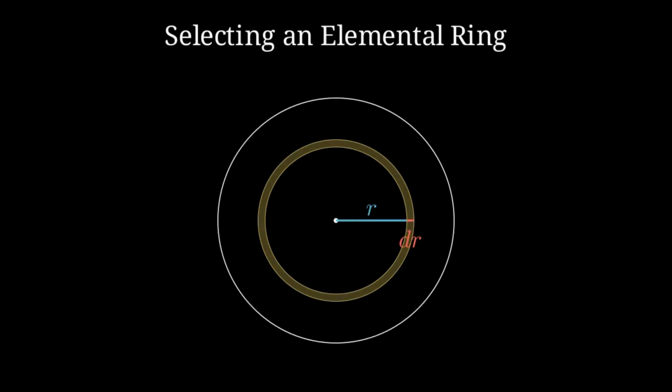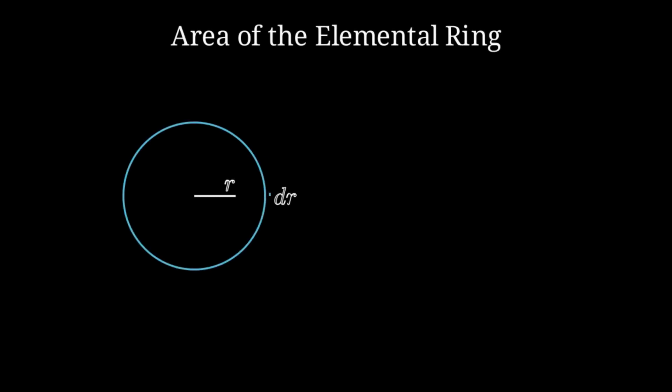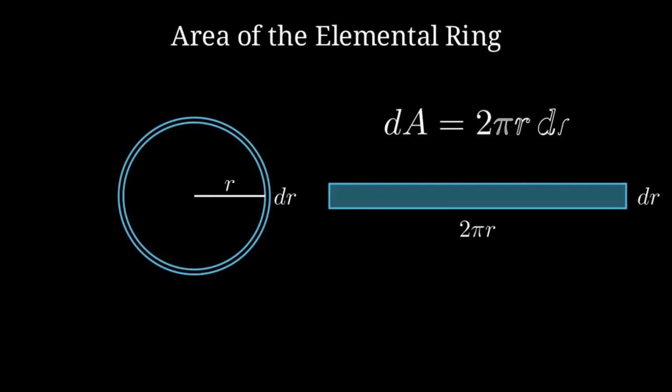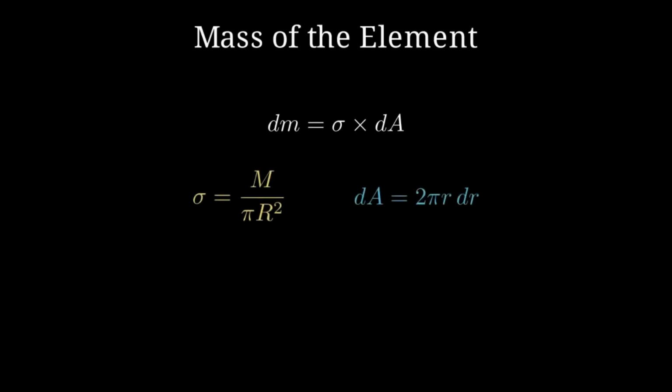Let's pick one elemental ring at a distance r from the center with a thickness dr. The area of this small ring, dA, is its circumference multiplied by its thickness. This gives us dA equals 2 pi r multiplied by dr. The mass of this small ring, dm, is the density sigma times the area dA. Substituting our values, we get dm equals 2M r over R squared, multiplied by dr.